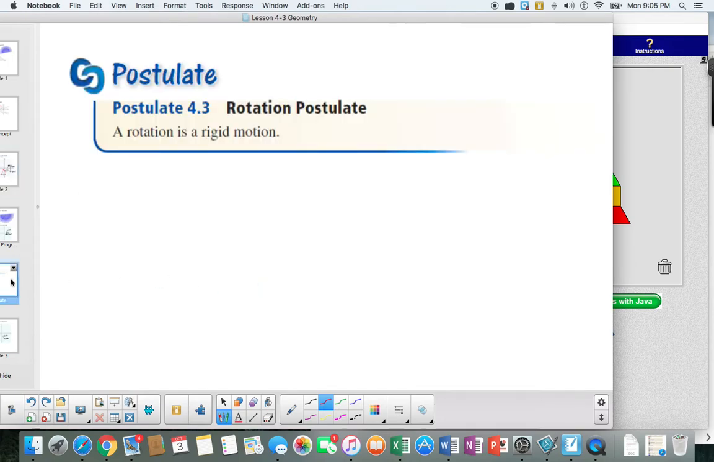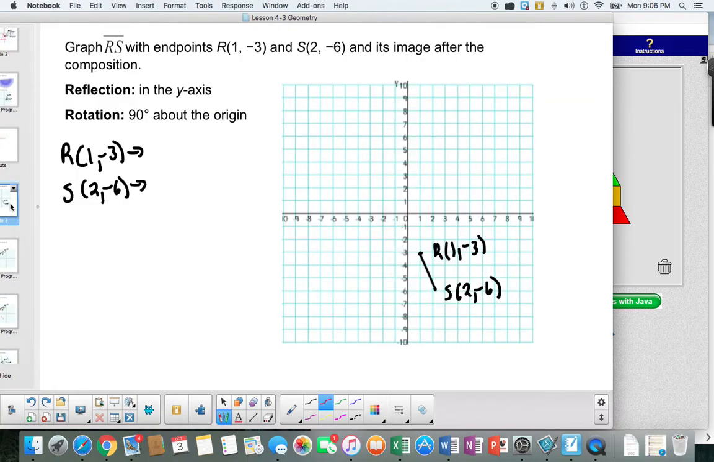Okay, a rotation is a rigid motion. So when we move the points in a rotation, all the sides will stay congruent to each other from pre-image to image, and all the angle measures will stay the same from pre-image to image.